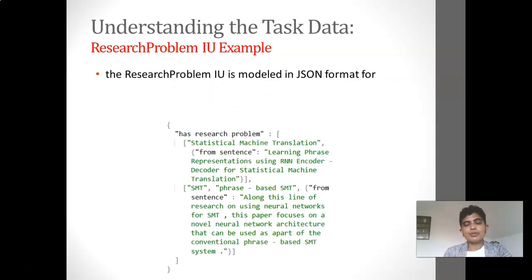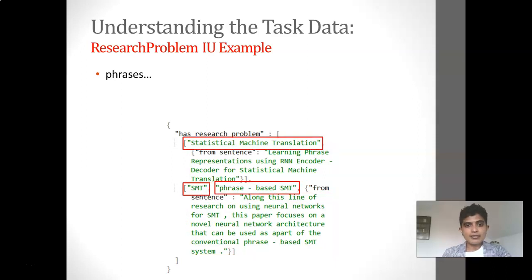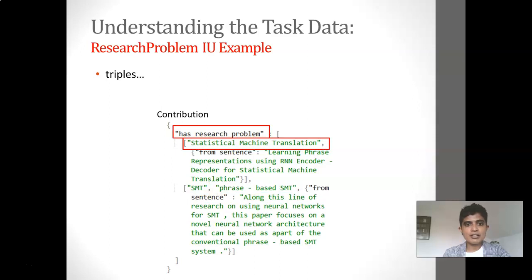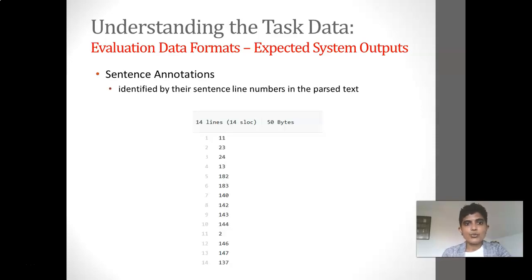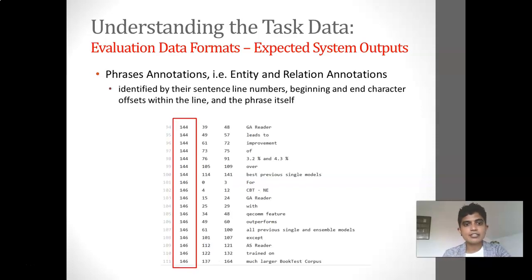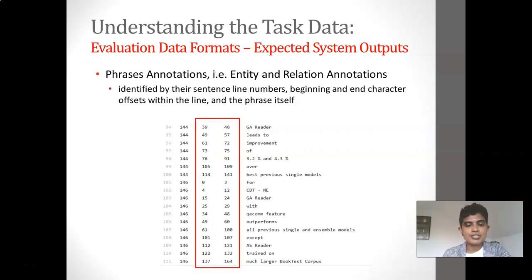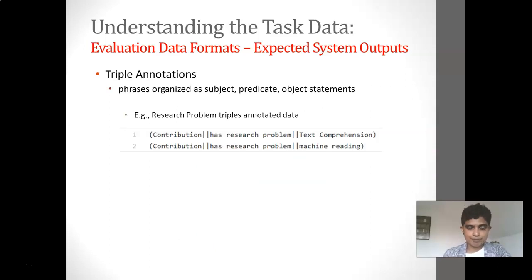Now, here is an example of a research problem information unit with all 3 granularities of data, including sentences, the phrases that were referred to the research problem themselves, and triples. But the system outputs were expected in the following format. For sentences, we just expected sentence line numbers. For phrases, it was a bit more detailed, where we expected the sentence line numbers, character offsets of phrases from the sentences, and the phrases themselves. And finally, for triple annotations, merely phrases organized as subject, predicate, object triples.